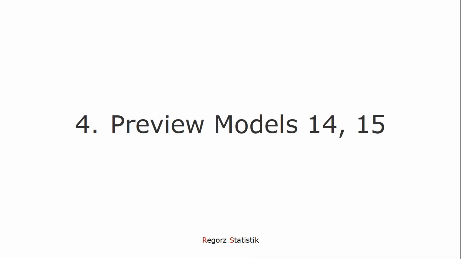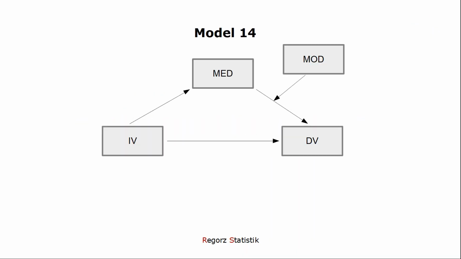Finally, let's look at the models 14 and 15. Model 14 is a model where the B path is moderated, and model 15 is a model where the B path and the C prime path is moderated. In general, you should almost always prefer model number 15 to model number 14. The reason behind that is this.